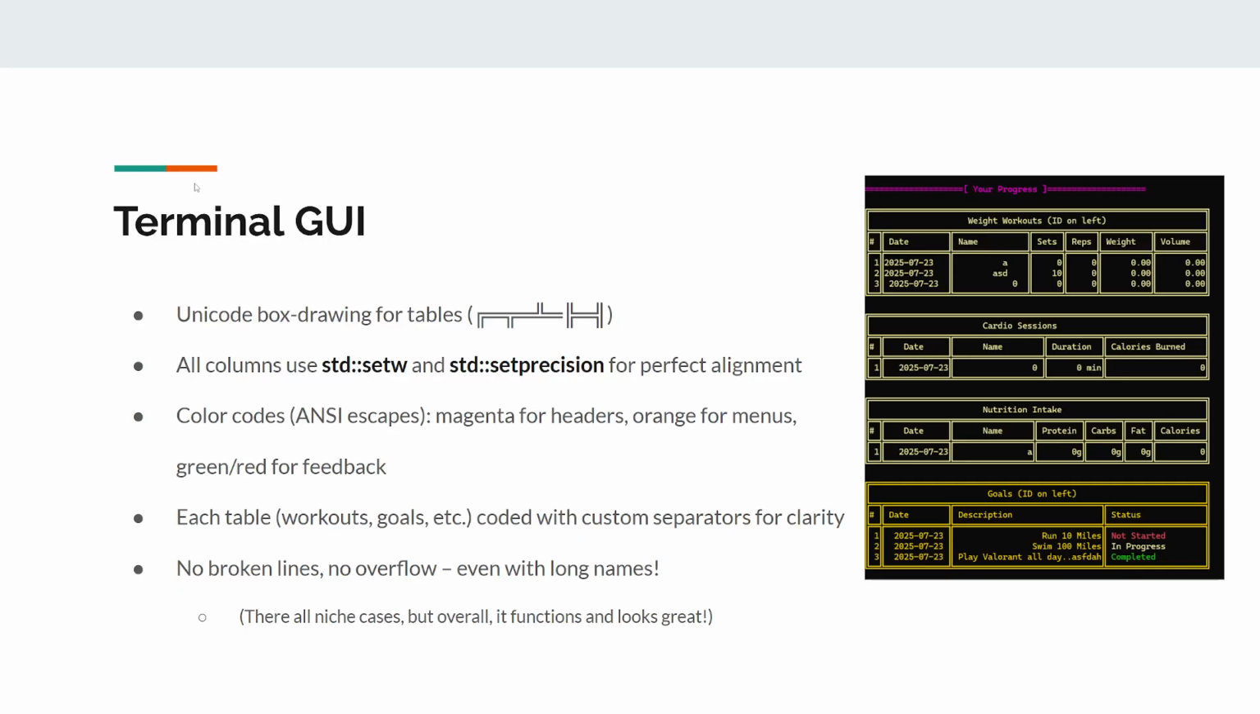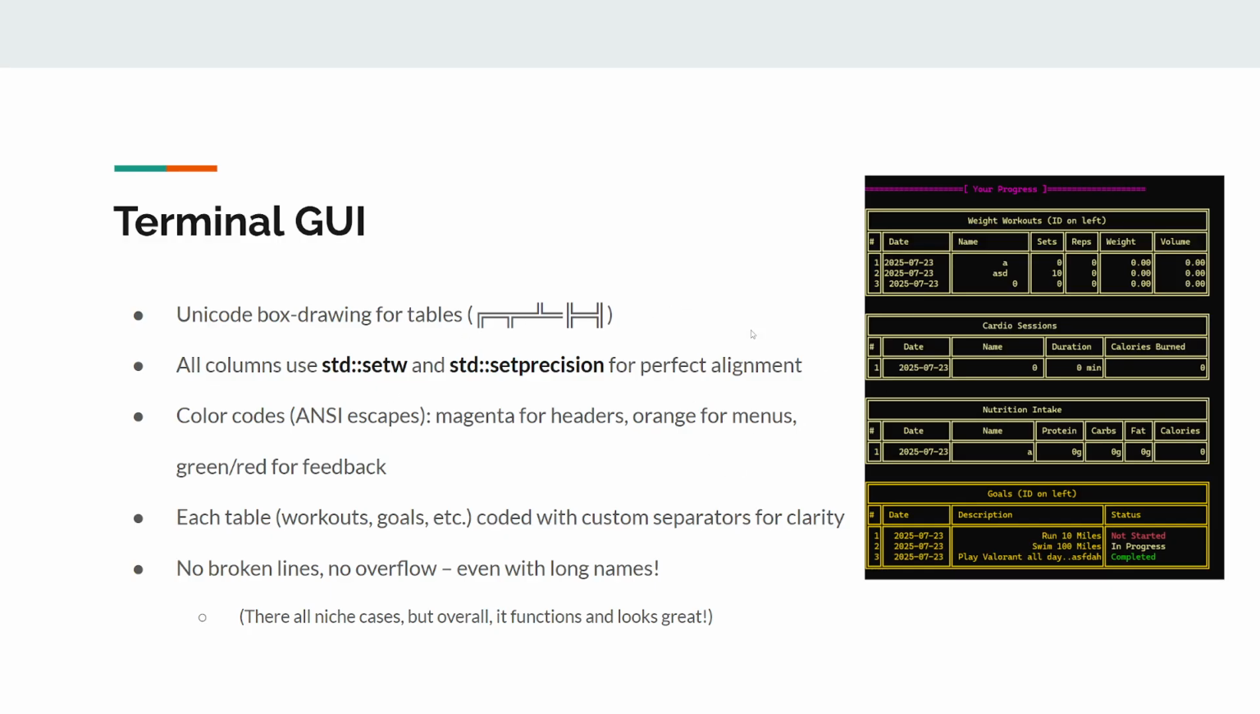In the terminal GUI, I use Unicode box drawings. Here are some examples, and you can see how they're outlined throughout these tables. All columns use std::setw and setprecision for perfect alignment, and I made sure that there weren't any problems with that, or else some of these parts would break off and it wouldn't be complete.